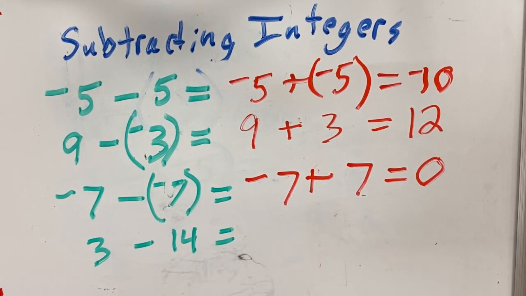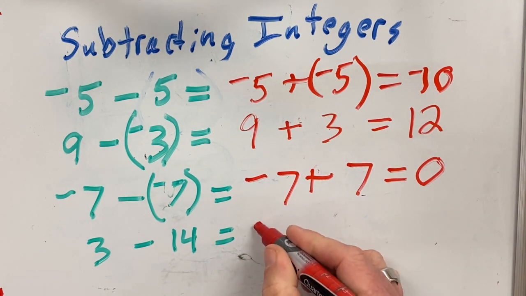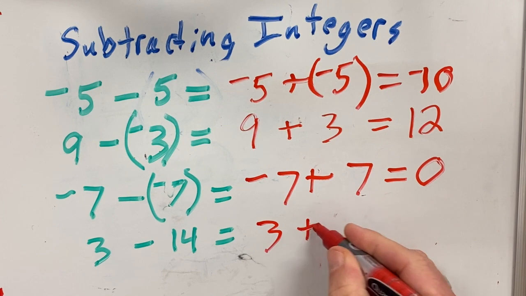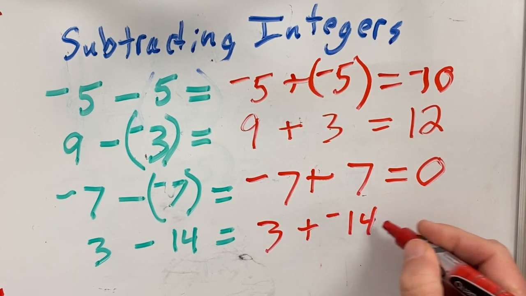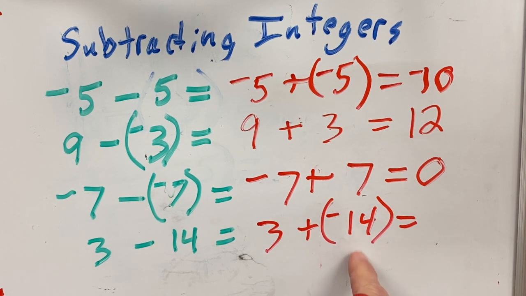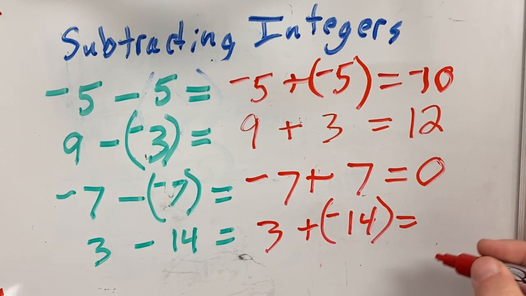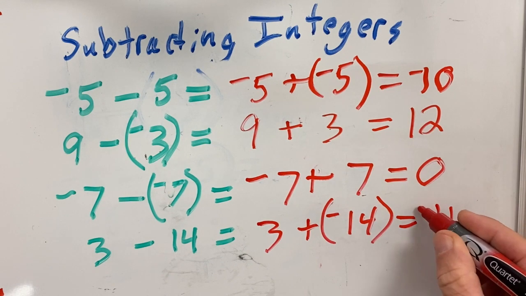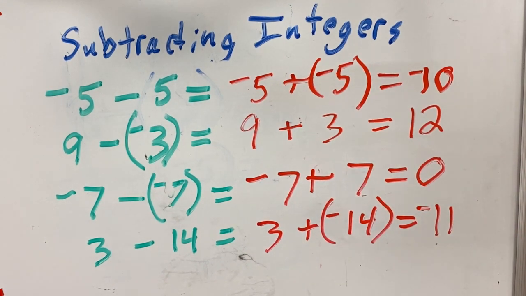And then here, 3 minus 14. You might know how to do that already. But if you didn't, you keep the 3. You add the opposite. 3 plus negative 14. Oh, here we go again. Same sign, add and keep. No, different sign, subtract. Oh, 14 minus 3 gives us 11. And we keep the sign of the negative because that's the higher number. Okay? I'm going to give you a couple more to practice here.